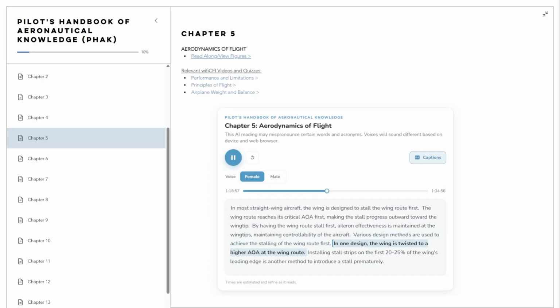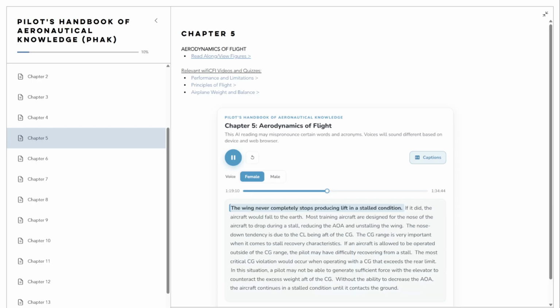In one design, the wing is twisted to a higher AOA at the wing root. Installing stall strips on the first 20 to 25% of the wing's leading edge is another method to introduce a stall prematurely. The wing never completely stops producing lift in a stalled condition. If it did, the aircraft would fall to the earth.